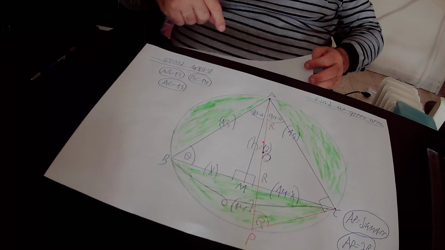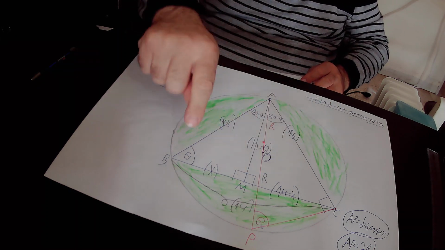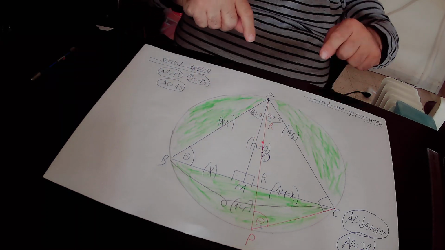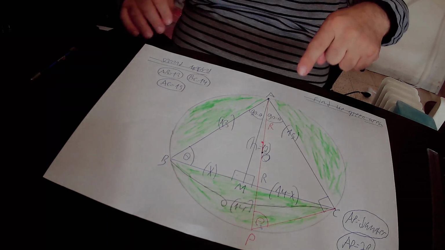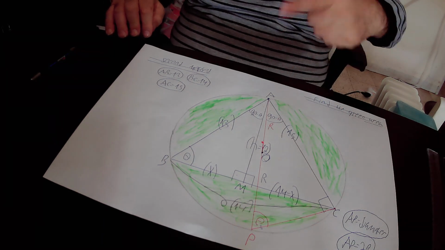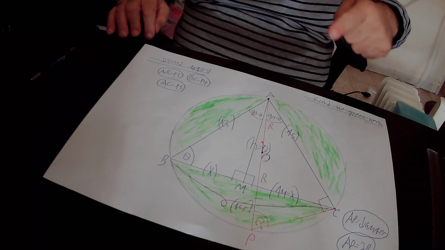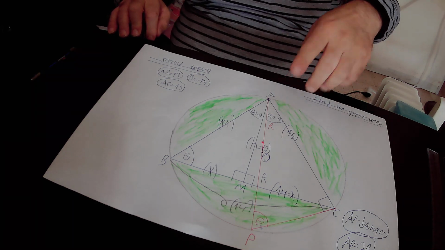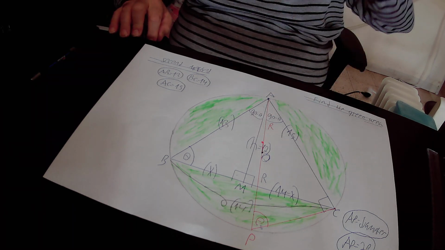Then we define the center of this circle as O. We join points O and A together by a straight line. Point O is the center of the circle, point A is a point on the circle itself, therefore OA is the radius of the circle. We define the radius of this circle as capital R.